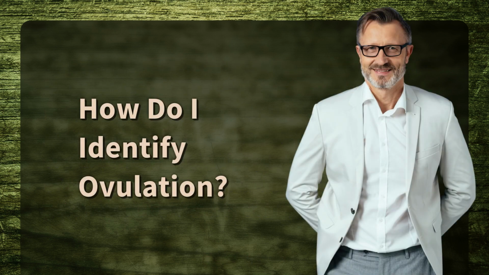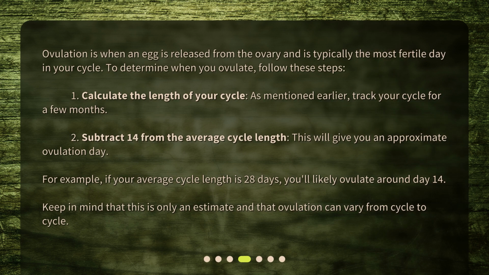How do I identify ovulation? Ovulation is when an egg is released from the ovary and is typically the most fertile day in your cycle. To determine when you ovulate, follow these steps. 1. Calculate the length of your cycle. As mentioned earlier, track your cycle for a few months. 2. Subtract 14 from the average cycle length. This will give you an approximate ovulation day. For example, if your average cycle length is 28 days, you'll likely ovulate around day 14. Keep in mind that this is only an estimate and that ovulation can vary from cycle to cycle.